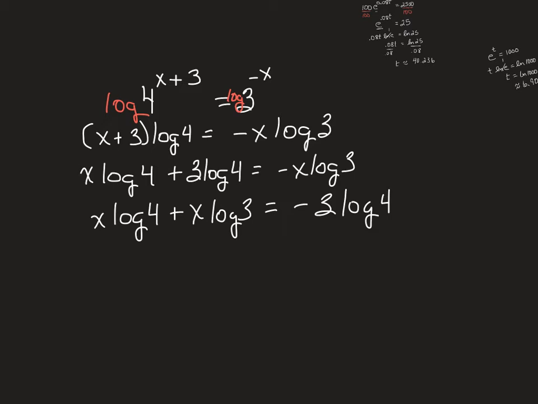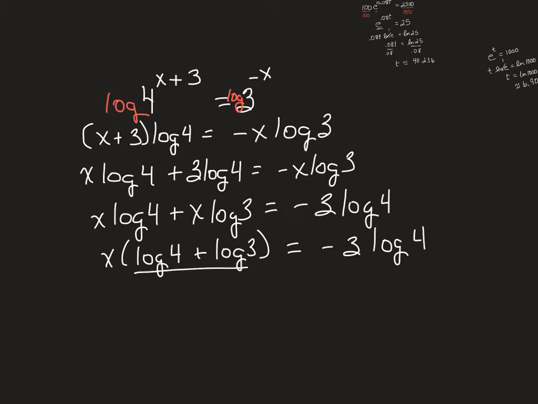Now we've got an equation we can solve. I'm going to factor out the x, and we'll have the log of 4 plus the log of 3 equals negative 3 times the log of 4. And to solve for x, we simply divide both sides by the log of 4 plus the log of 3.